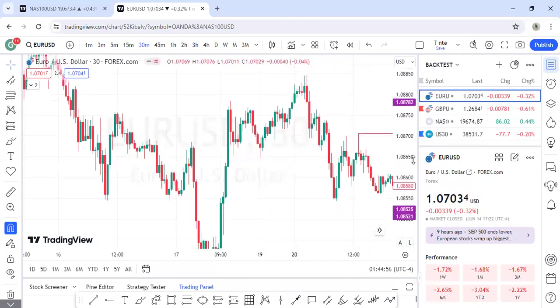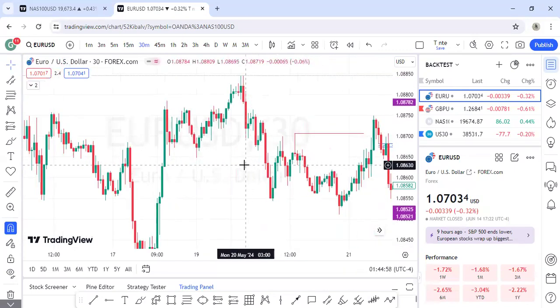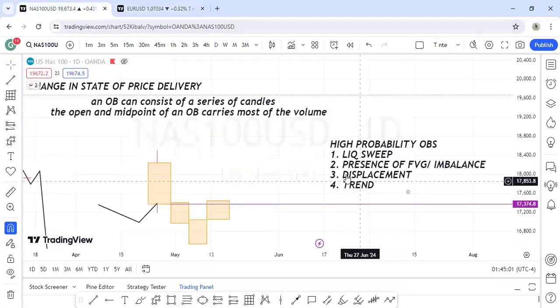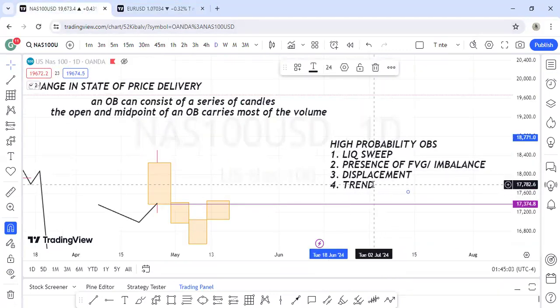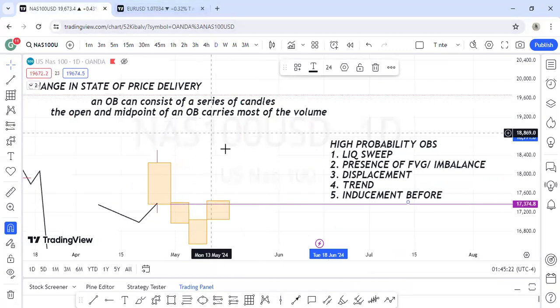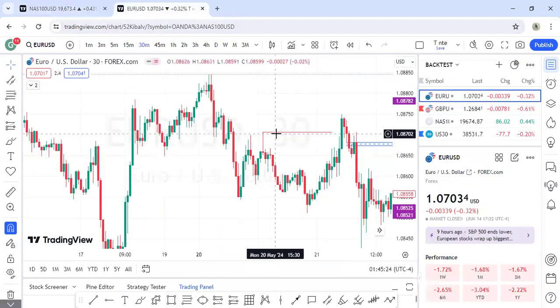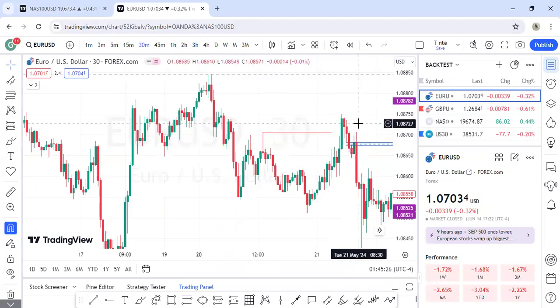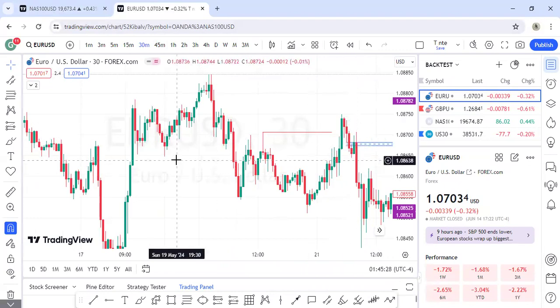Right, so that is it. Then you can also add another one. Another thing that makes an order block high probability is when you see an inducement before the order block, right? If you see an inducement before an order block, it's also a very nice one. So what do I mean? If you have an order block now, and you see some kind of inducement before it, like a kind of false high before it, that makes it high probability, right?